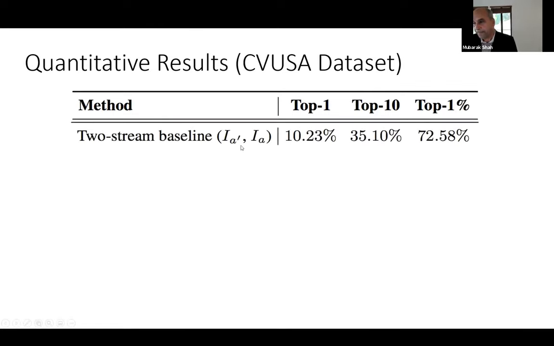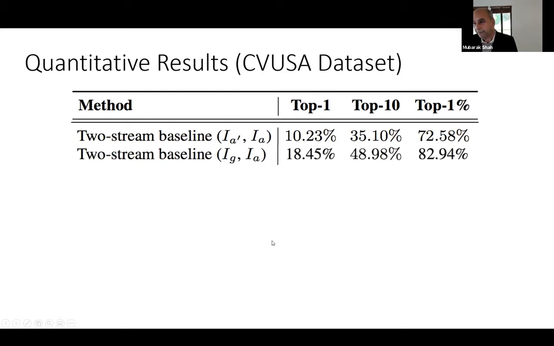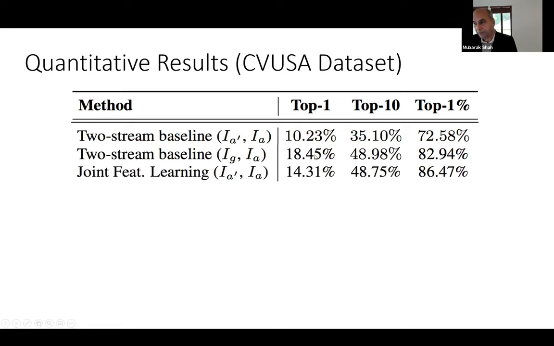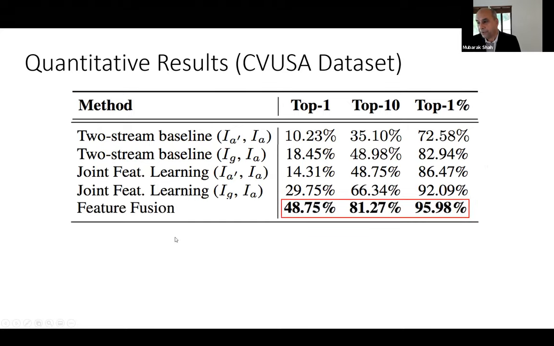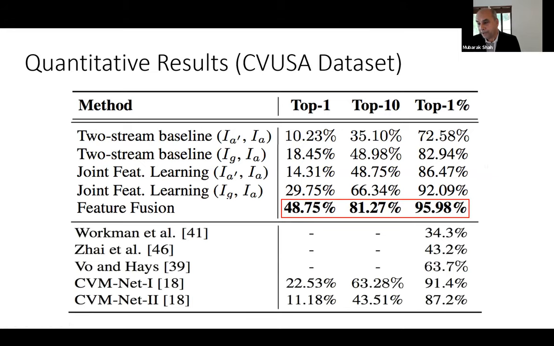So CVUSA. We are going to show you top one, top 10, and top 1%. Now, if you use the synthesized aerial and the original aerial, this two-stream baseline, we get something like this. And if you don't do anything, just aerial and the ground actually works better. And then we can look at the aerial and synthesized aerial. But when we use the aerial and the ground, and then after that, when we use the fusion, then we get the best one, 48%. And you compare this with other methods, we have a huge improvement on the same data set, from 22 to 48, which is really good.